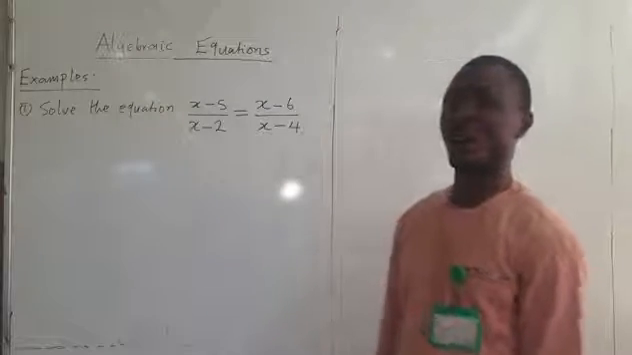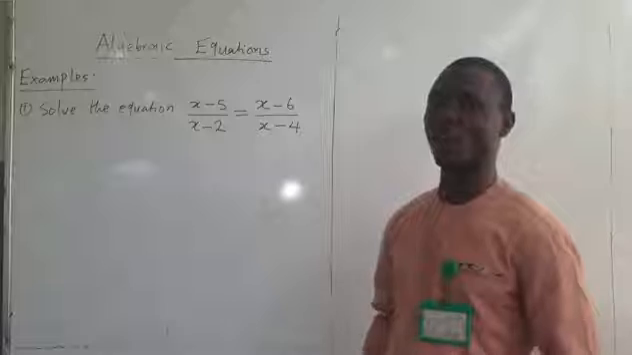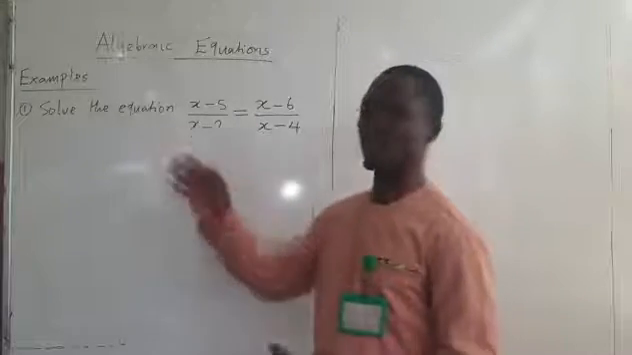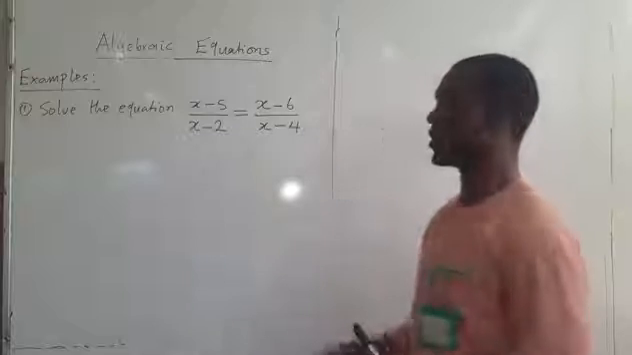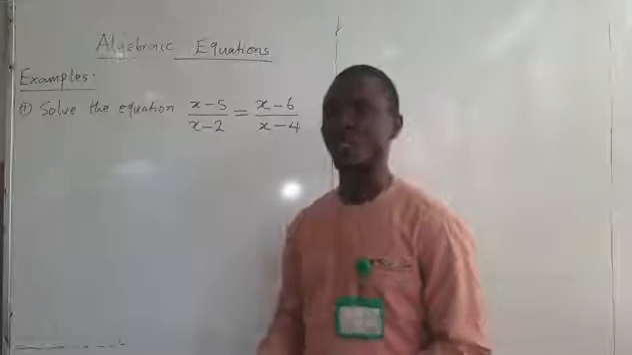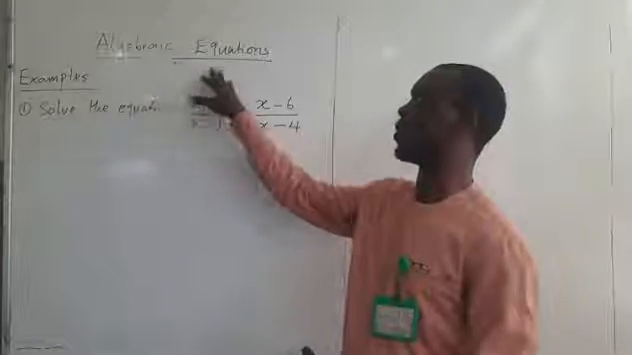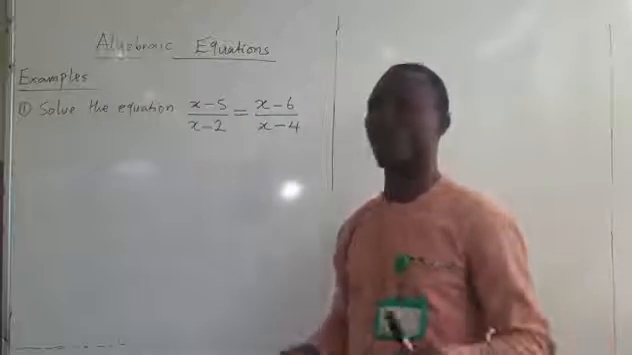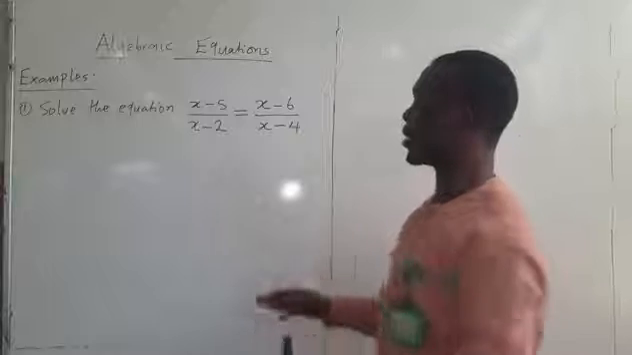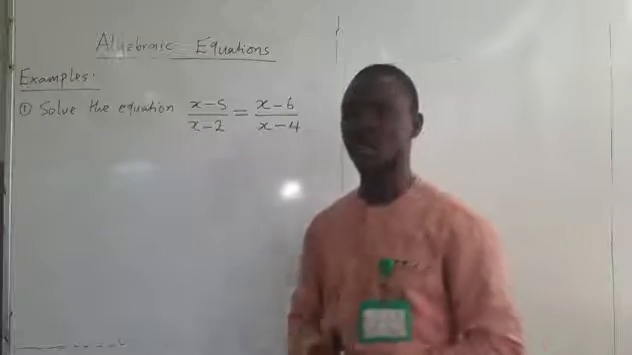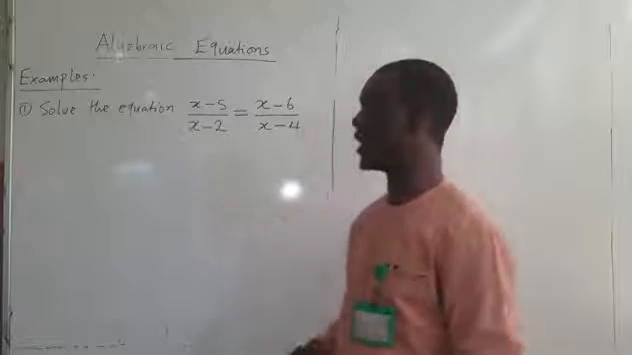So, the last part of algebraic expression, we have algebraic equations. Under this topic, we are going to look at this example. For us to have an algebraic equation, there must be an equality sign.